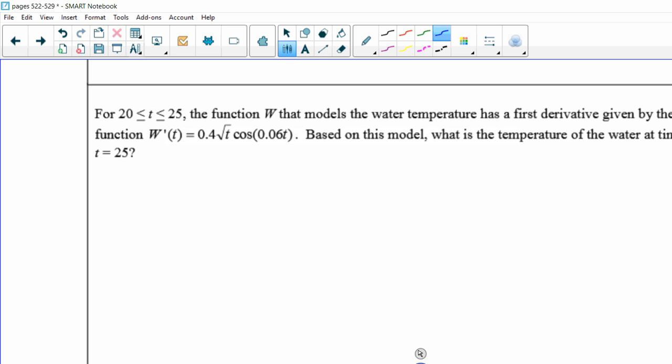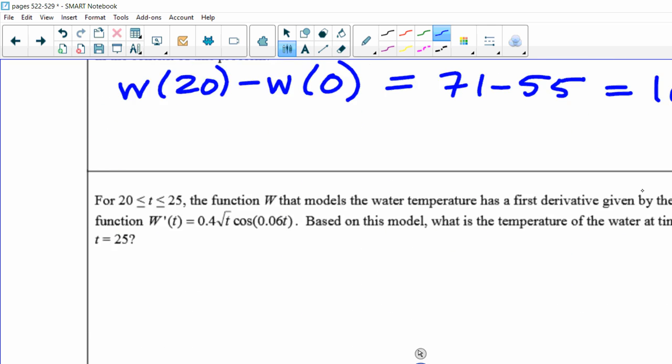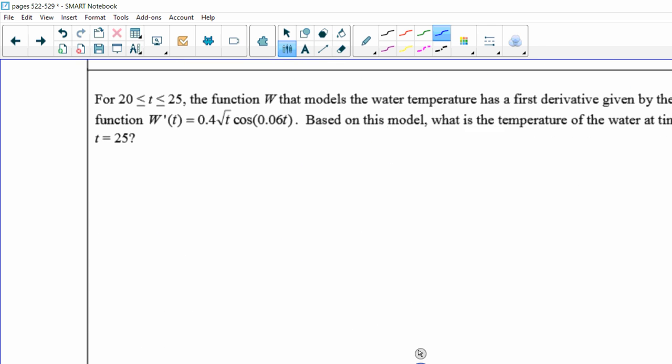You're going to get your calculator on this next one. For time 20 to time 25 minutes, the function W that models the water temperature has a first derivative given by that function. Based on this model, what is the temperature of the water at time 25? We're not given time 25. What can we do?